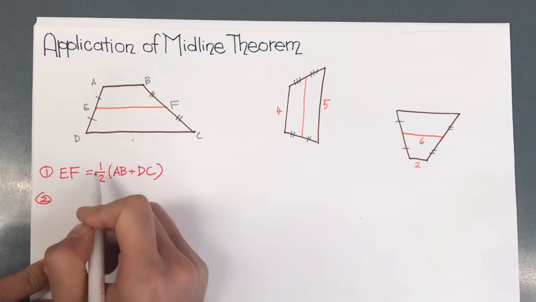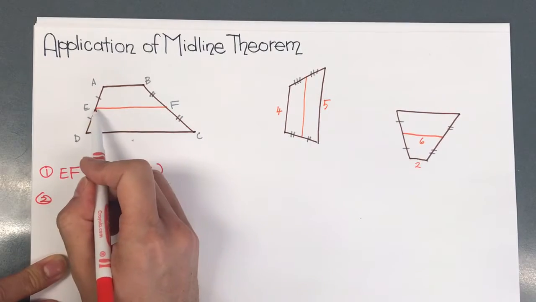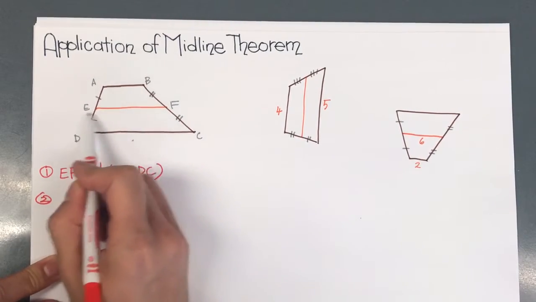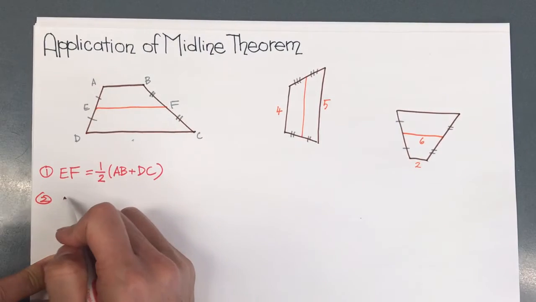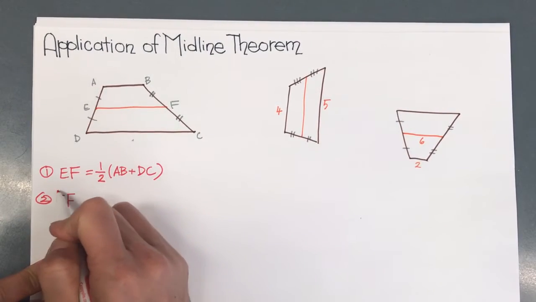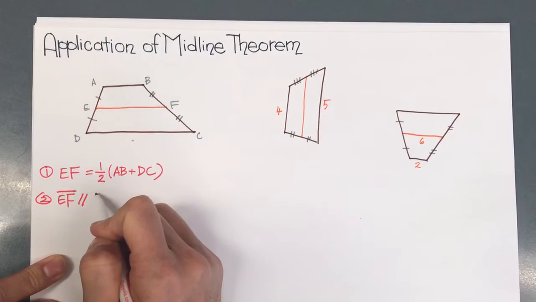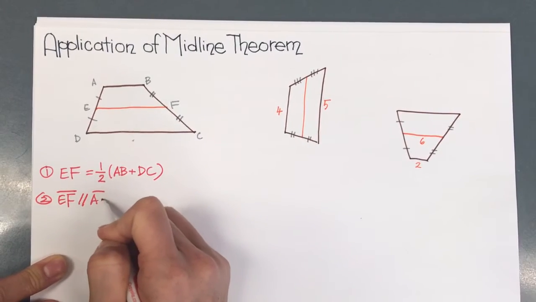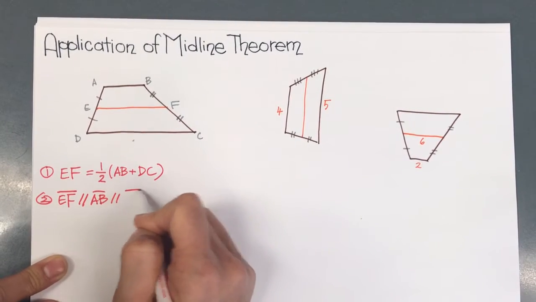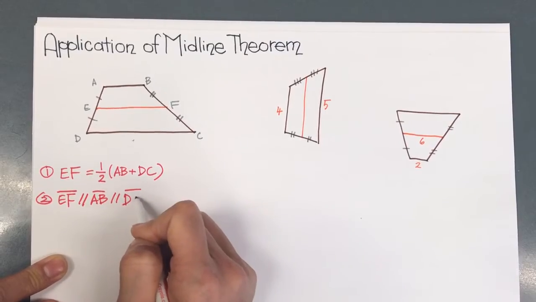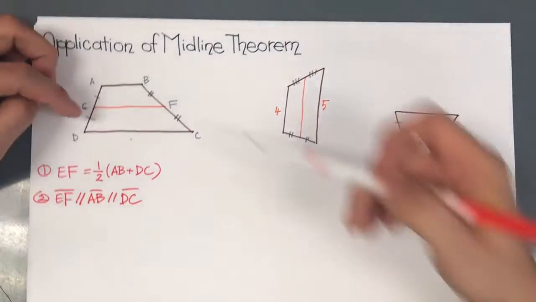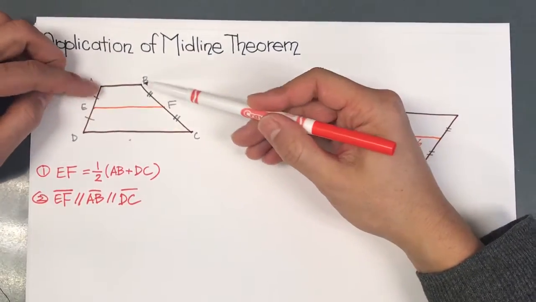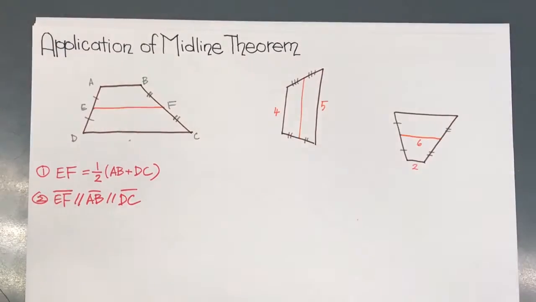Another thing is that the midline of the trapezoid is guaranteed to be parallel to AB and also DC, which is, this midline is guaranteed to be parallel to the base 1 and the base 2.